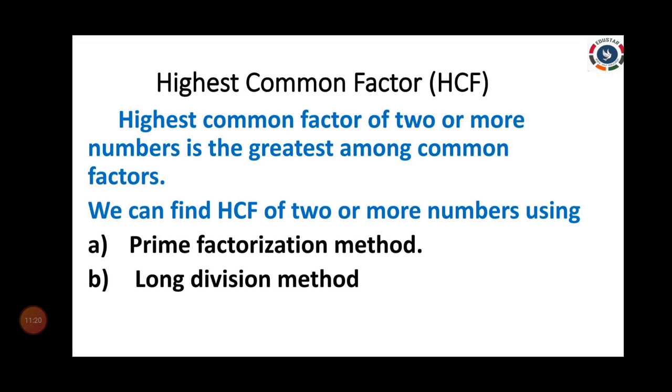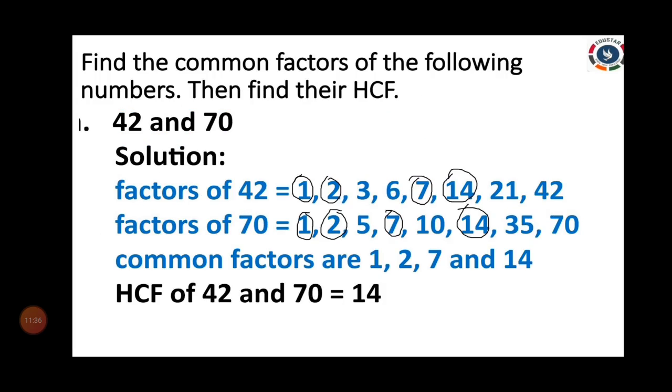Then highest common factor. The highest common factor of 2 or more numbers is the greatest among the common factors. We find the HCF of two or more numbers using two methods. One is the prime factorization method, another one is the long division method. First, we are going to see how to find the common factors. Then we find the HCF.